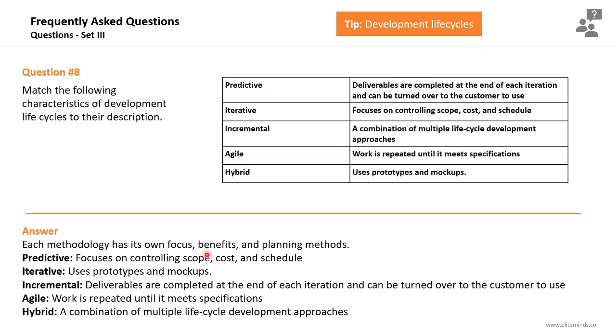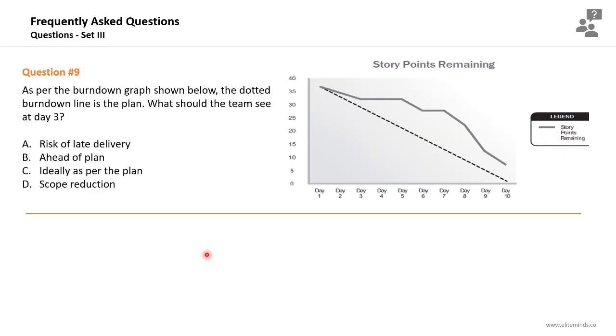So the development life cycles, we covered this at the early sections of the course, and we covered it again in the performance domains. Question number 9. As per the burn down graph shown below, the dotted burn down line is the plan. This is the plan and this is the actual. What should the team see at day 3? Risk of late delivery, ahead of plan, ideally as per the plan, or scope reduction. At day 3, you are supposed to be at like 26 or 27 story points remaining. However, you still have more than 32 story points. So there is a risk of late delivery.